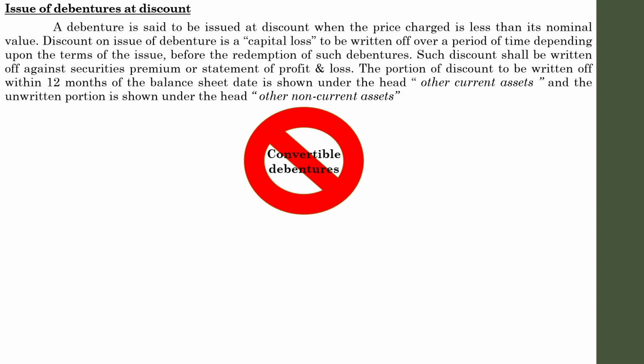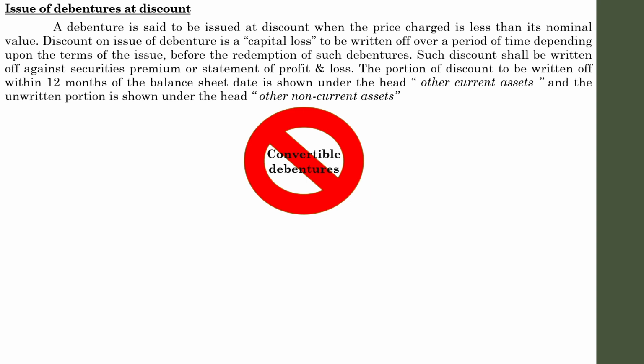And the portion of discount to be written off within 12 months from the balance sheet date, remember, should be shown under the head Other Current Assets, and it may be written off in parts, means in different segments. If the amount was rupees 1000, it may be written off as 500 in this period, 500 in another period. So if it is written off in parts, the amount written off comes under the Other Current Assets, and the unwritten portion is shown under Other Non-Current Assets. That is the theoretical aspect that has to be dealt with while issuing debentures at discount.